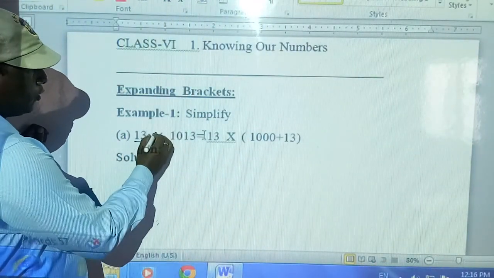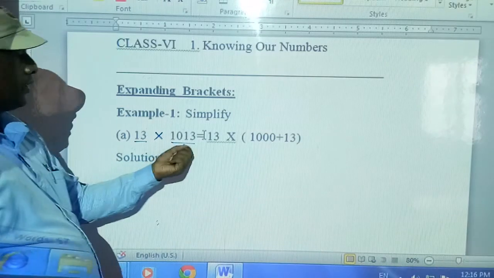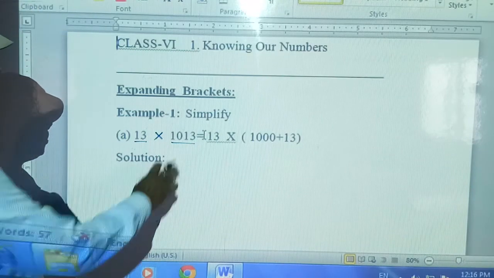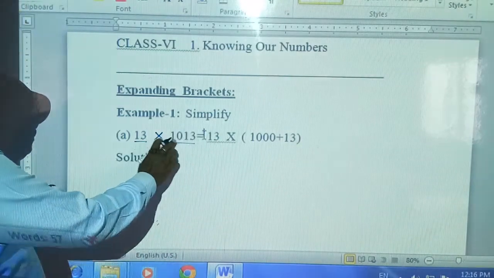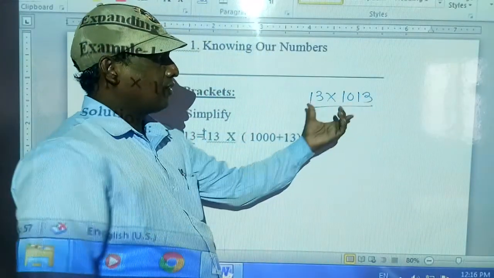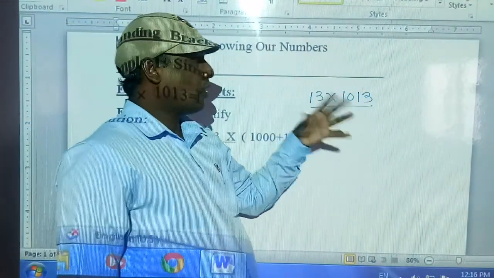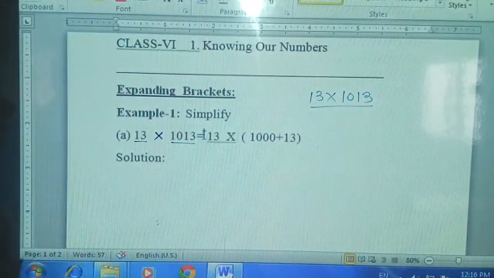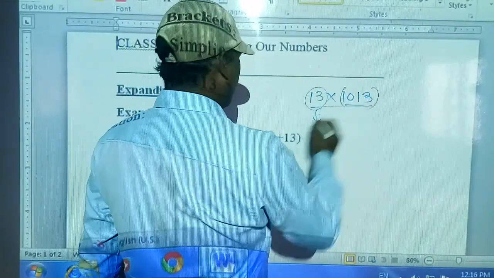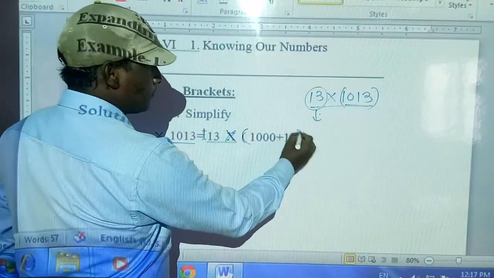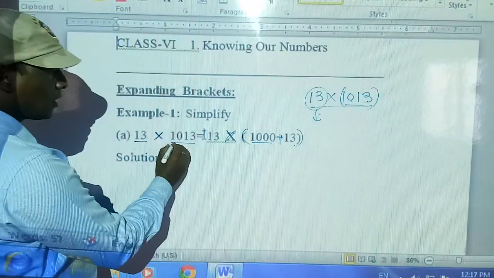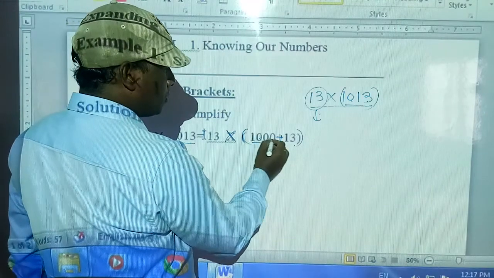Suppose we are going to multiply 13 into 1013. Generally we can multiply this, but with brackets it is easier to multiply. Observe students, this 13 is the smaller number, so we keep it as usual. Now 1013 I have written as a bracket with 1000 plus 13. Instead of 1013 I have written 1000 plus 13.